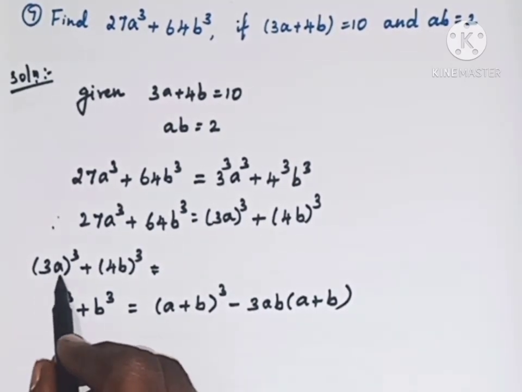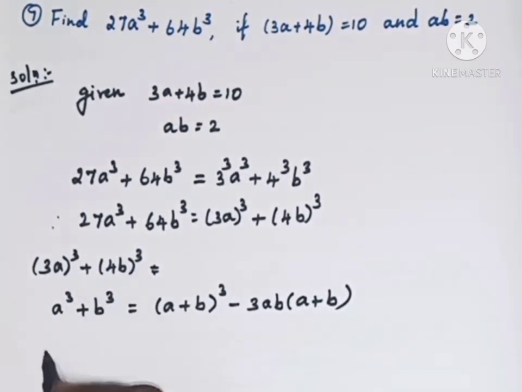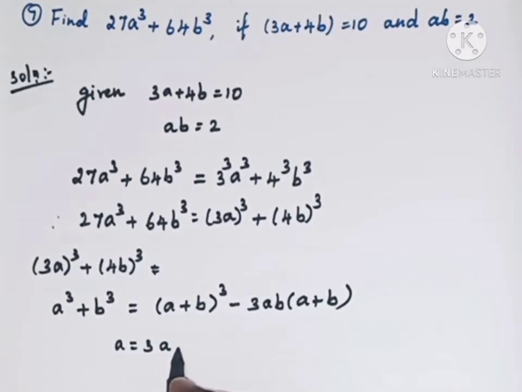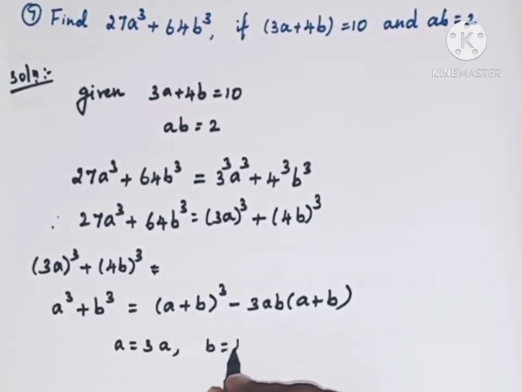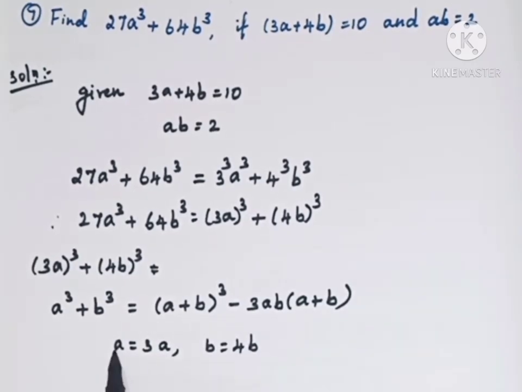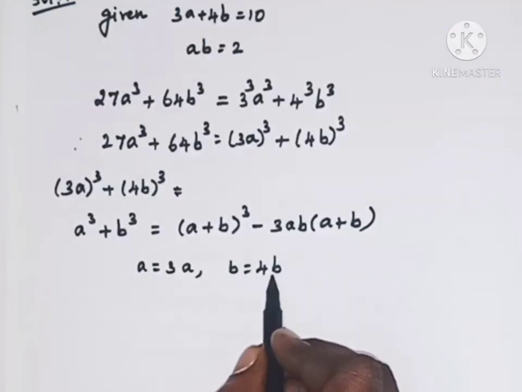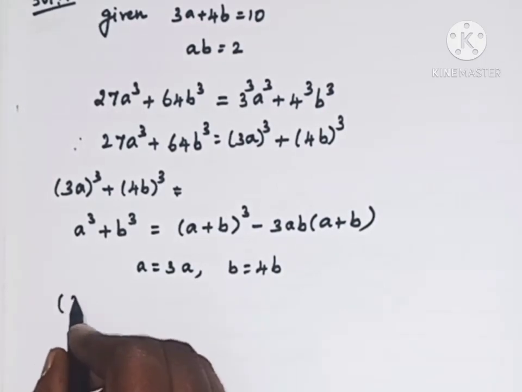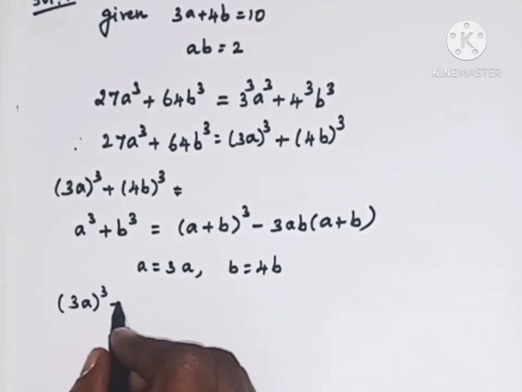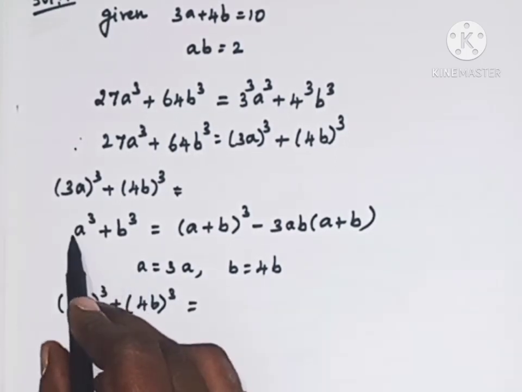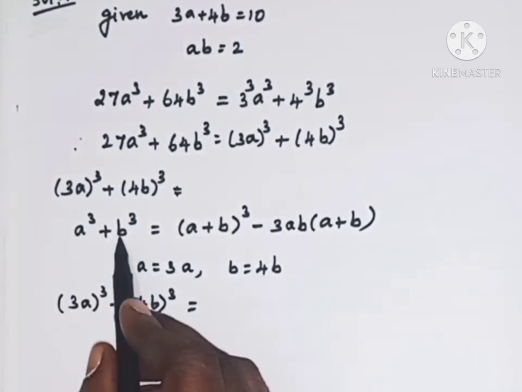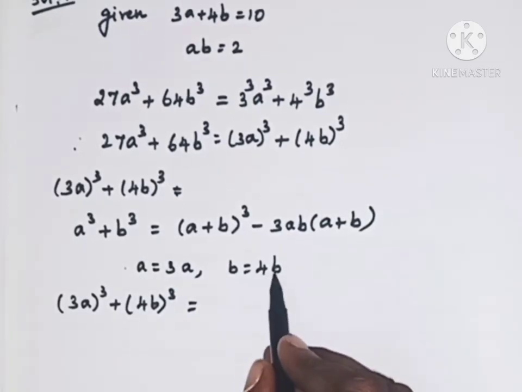Now we have to find 3a the whole cube plus 4b the whole cube. So in the place of a we have 3a here, so a is equal to 3a, and in the place of b we have 4b here, so b is equal to 4b. Therefore 3a the whole cube plus 4b the whole cube is equal to, in the place of a I am substituting 3a and in the place of b I am substituting 4b.